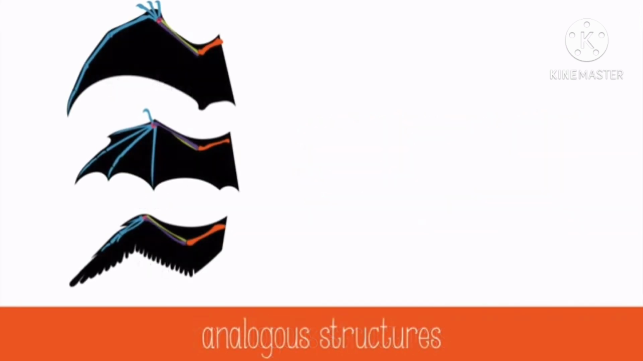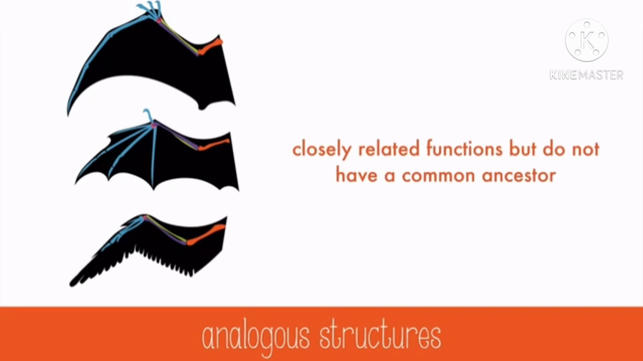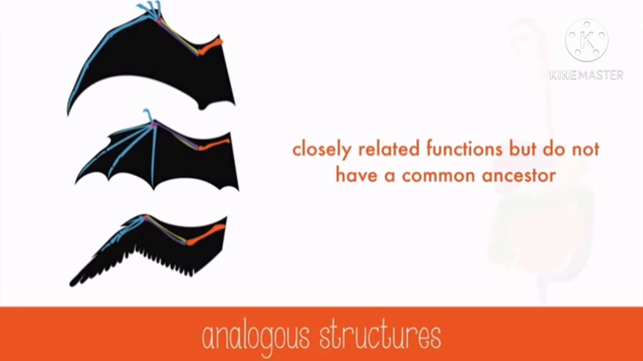But if you look at how they use their forearms for flight, they're very different. The pterodactyl has one long finger that spans a large section of the wing. The bat has a wing between its fingers and the bird has long feathers all along the forearm. These are analogous structures because even though they have closely related functions, they do not have a common ancestor for those functions. Each of these species evolved their ability to fly from different ancestral lines.